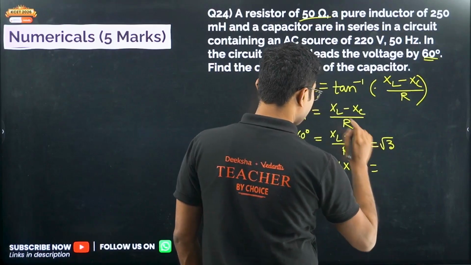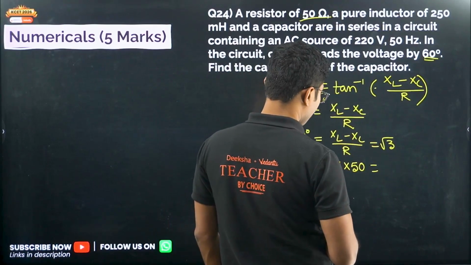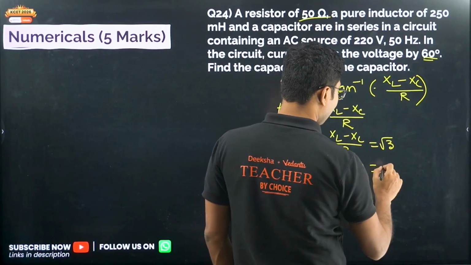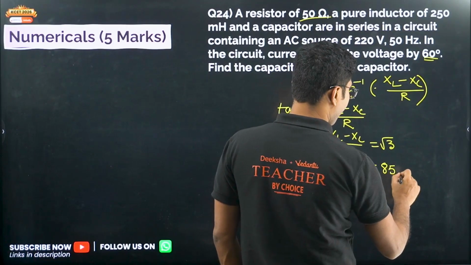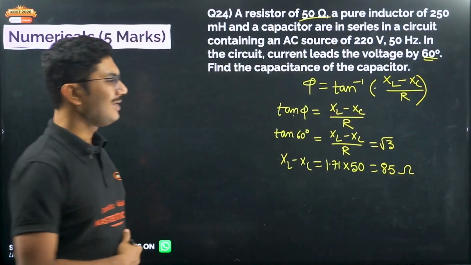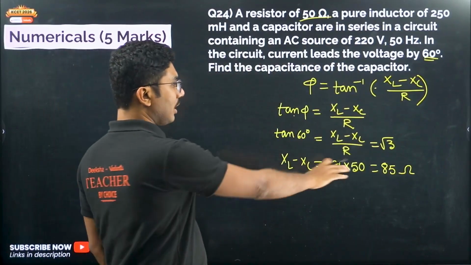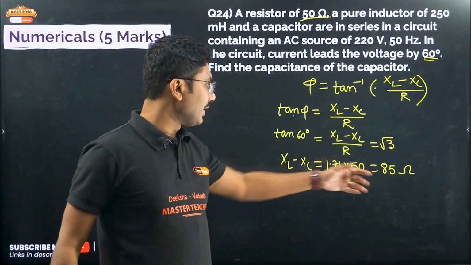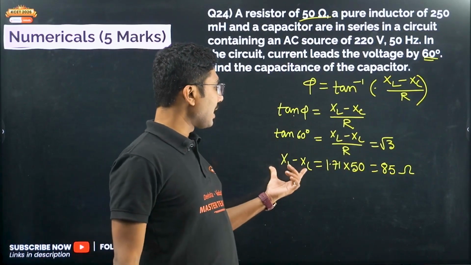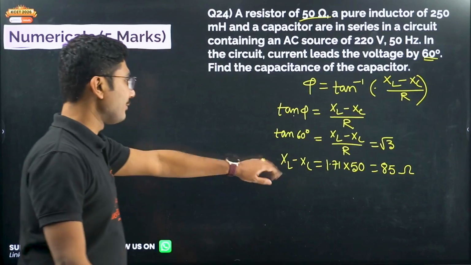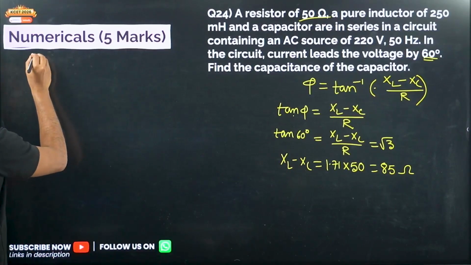Okay, so that is equal to approximately 85. Okay, approximately 85. So now we are leaving it over here. We will come back to the same part once we have calculated XL. Then we can calculate XC. Okay, so what is the value of XL?